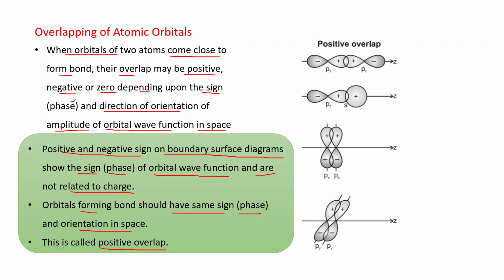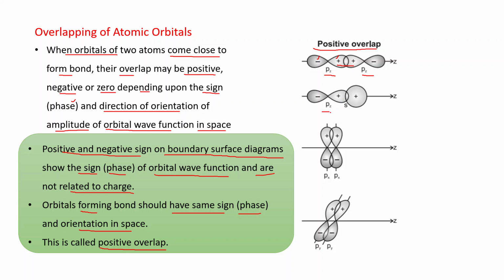For example, see these diagrams representing positive overlapping. This is pz of one atom overlapping with the pz of another atom. Again, remember these minus and plus signs are not charges. They are simply the phase of the orbital wave function. We can say the phases of these two atomic orbitals are the same. That's why this results in positive overlap.